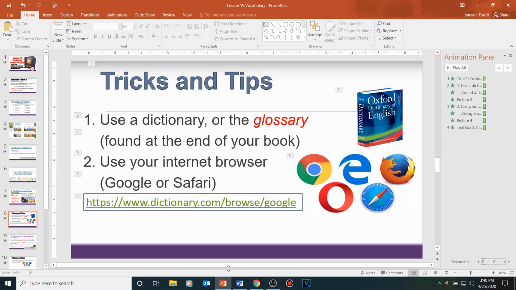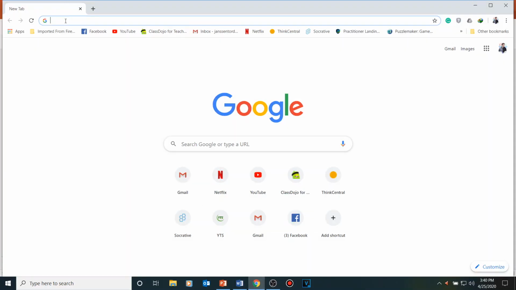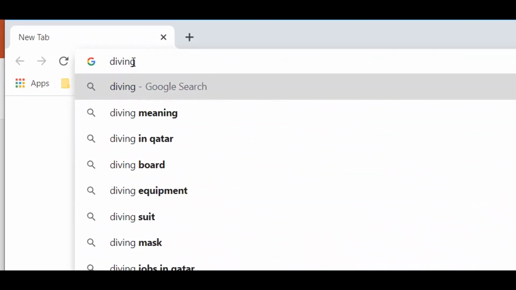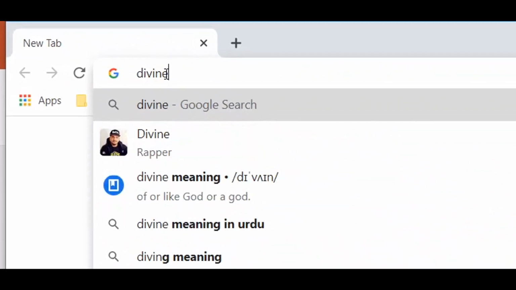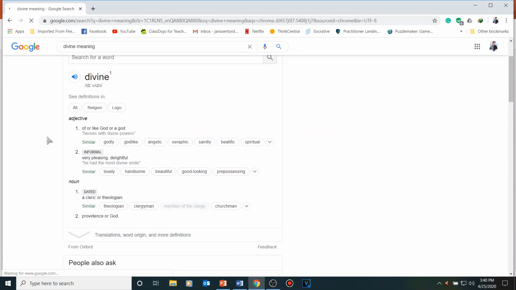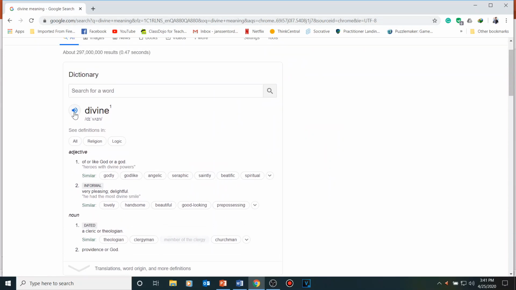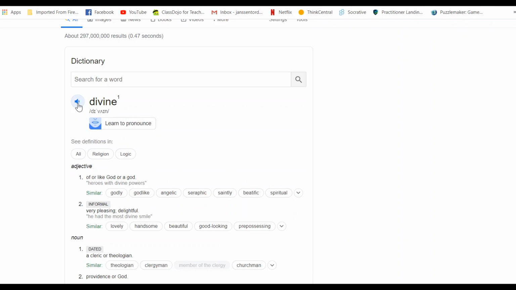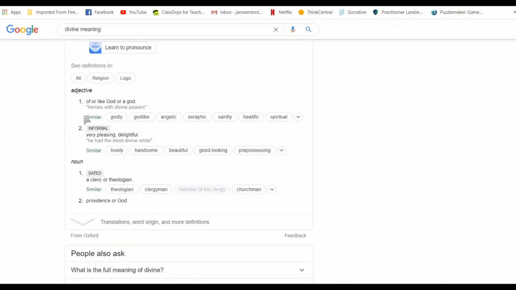Alright? Now, I'm going to show you how to answer this activity by using Google browsers. So let's open it up. So click on Google and now type the word that you want to find. Example number 1, divine. Divine and the word meaning. Okay? So divine meaning. So you can see here right now, and you can click this icon over here if you want to know how to pronounce it correctly. Divine.